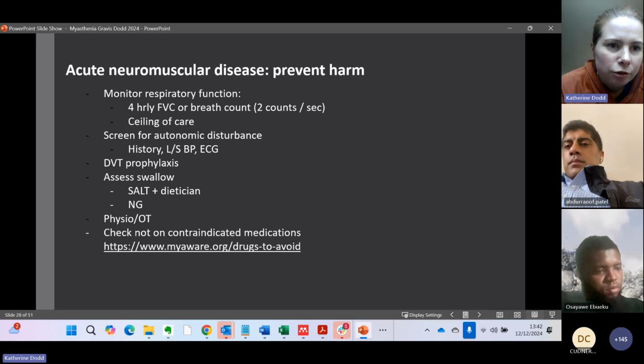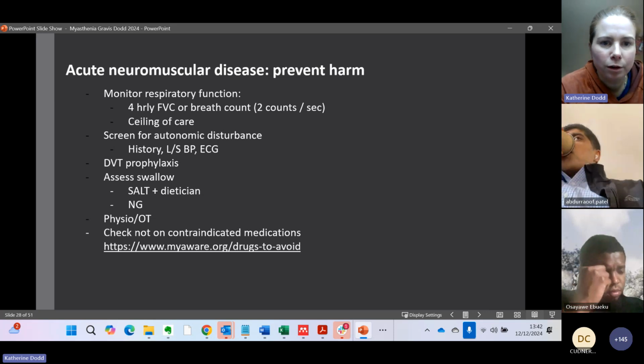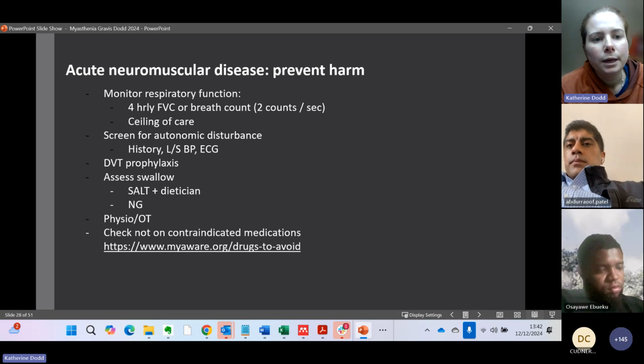Now, this really is just broadly about neuromuscular disease. So really more in Guillain-Barré syndrome, we want to think about autonomic disturbance. So asking about autonomic symptoms, doing a lying standing blood pressure, making sure you've got an ECG, just thinking about other things that could go wrong. Making sure they've got DVT prophylaxis is essential in anyone who is weaker than they usually are because they're extremely high risk of VTE.